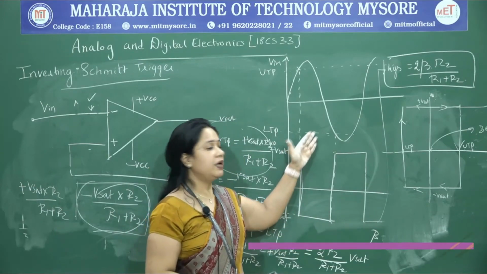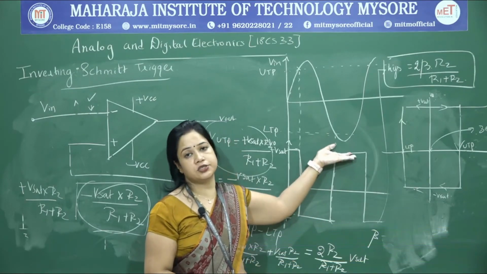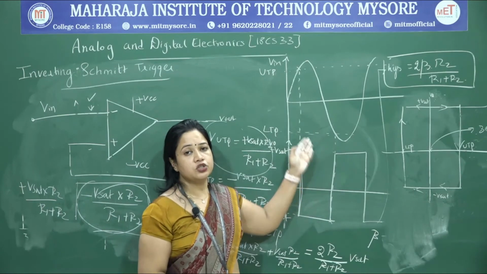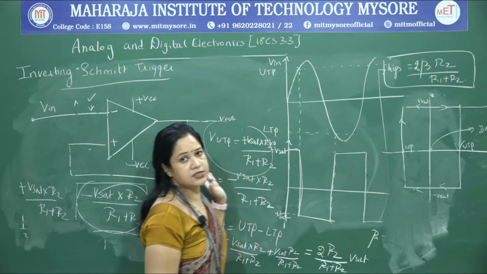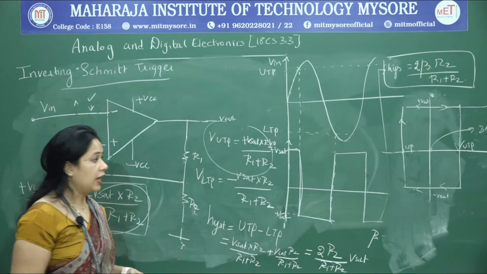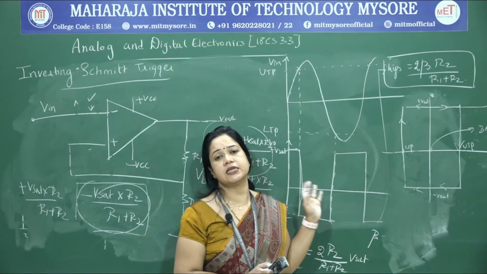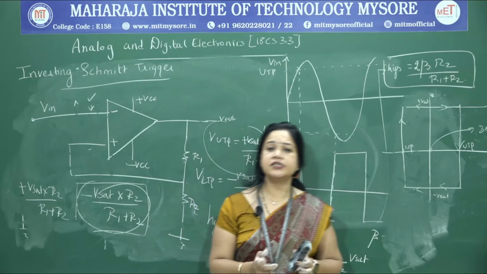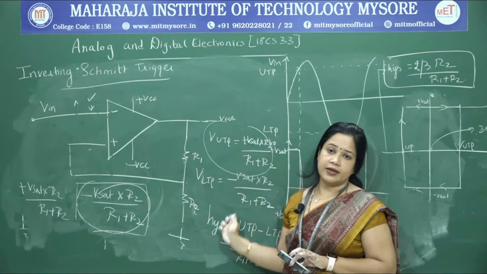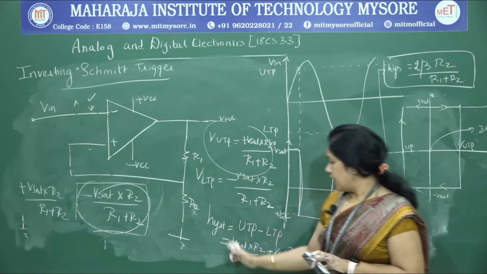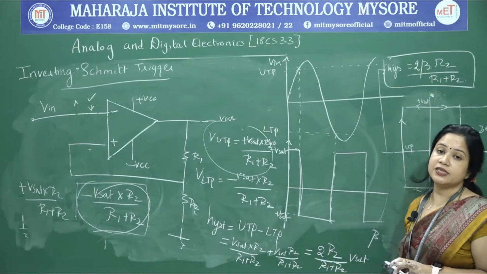So when the input crosses UTP, the output falls to negative saturation, and when the input falls below LTP, it switches to plus Vsat. Thereby it converts your sine wave to a square wave. Why this inversion? Because it is an inverting Schmitt trigger. And you have a hysteresis curve. As I said, this is basically a comparator with hysteresis. And what is hysteresis? The difference between the two threshold points, UTP and LTP, we call hysteresis. This is given as UTP minus LTP, which ends up being 2R2 by R1 plus R2.